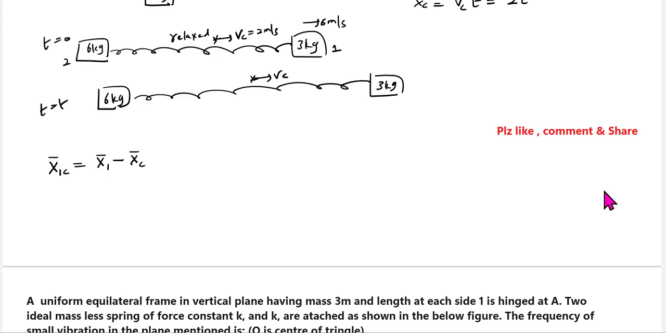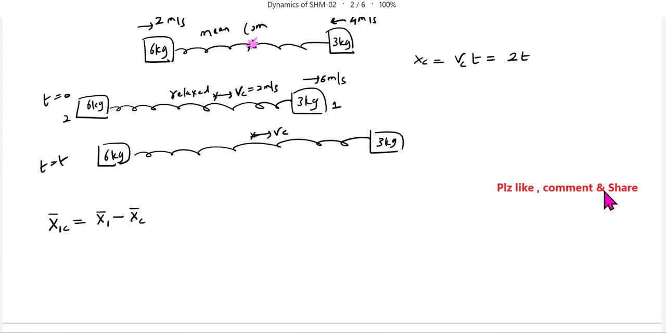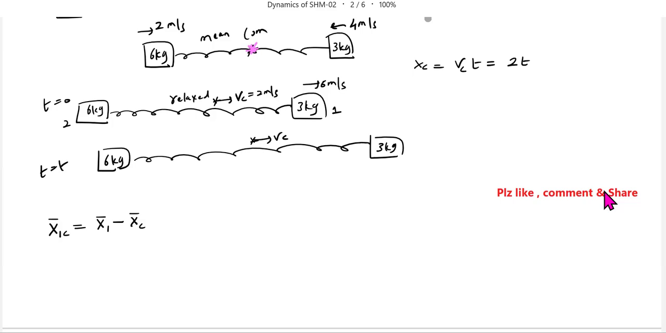Now, with respect to center of mass, they'll be executing SHM. What is the amplitude of the oscillation? x is equal to 2 sine omega t, or a sine omega t. Amplitude is 2. Omega value is 4. Already I discussed this above, scroll up and check it. This is the displacement of the block with respect to center of mass.